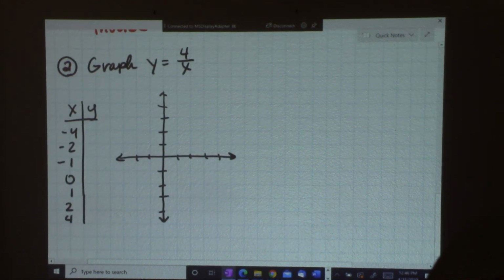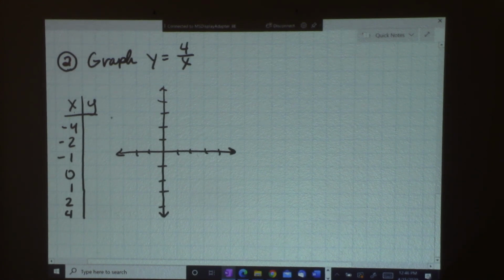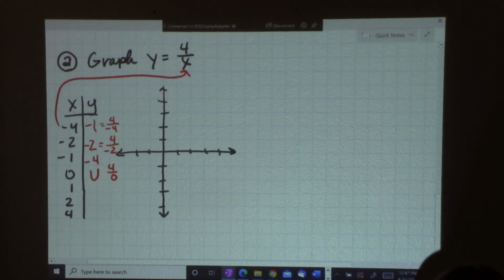Okay, so let's see how this works. If I change colors, I'm going to use red again. All right, so if I put negative 4 in for x, that means 4 over negative 4, I get negative 1. If I put negative 2 in for x, I get negative 2. Do you see how that works? I'm putting the x value into my equation. So if I put negative 1 in for x, I get negative 4. If I put 0 in, I have 4 over 0. I can never have 0 in the denominator, so that becomes undefined with a u. All right, if I put 1 in, 4 over 1 is 4. I put 2 in, 4 over 2 is 2. And I put 4 in for x, and I get 4 over 4 is 1.